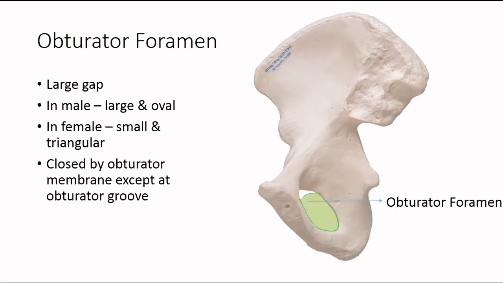This is obturator membrane, except at upper part, which is known as obturator groove. So this is obturator groove or obturator canal, and this gives passage to obturator nerves and vessels.